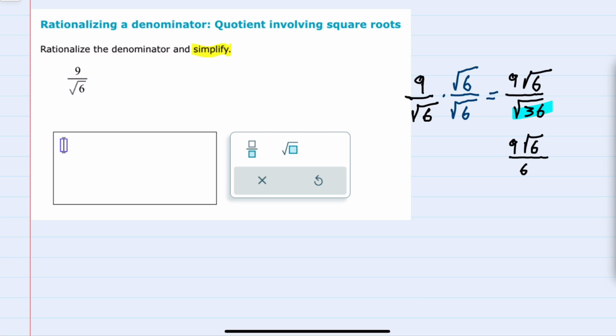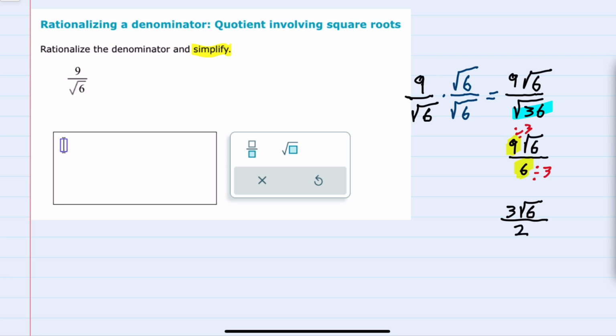However, I can simplify further because both the number outside the radical in the numerator and the number outside the radical in the denominator, 9 over 6, are both divisible by 3. There's a common factor of 3 that will cancel. So dividing both of those by 3 would give me 3 square roots of 6 in the numerator, and in the denominator, 6 divided by 3 is 2.